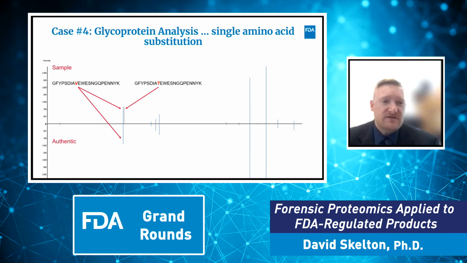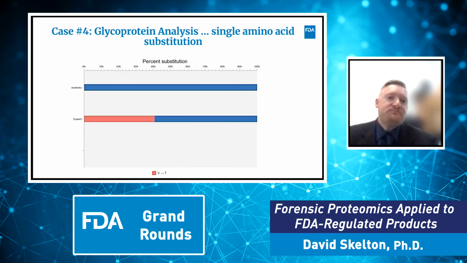amino acid sequence is observed in the authentic and the sample, but this single amino acid substitution is only observed in the suspect. And in fact, when we go through and look at how much of our biotherapeutic has this substitution, we can see that for the authentic, none of it has the substitution in there. But for our suspect, approximately 40% of the biotherapeutic has this valine to threonine substitution at that very specific location.